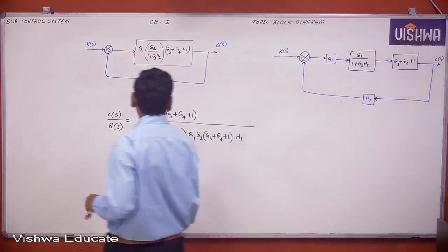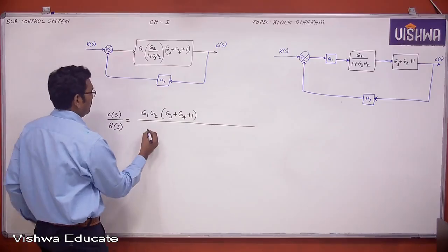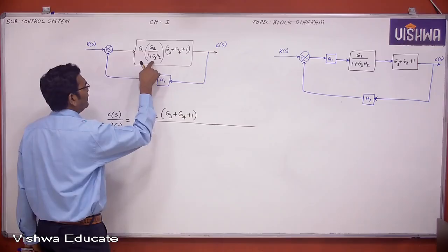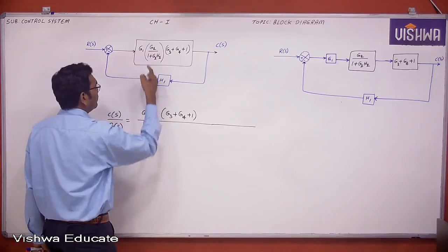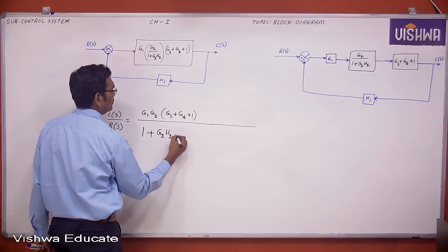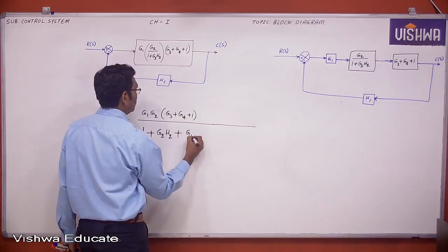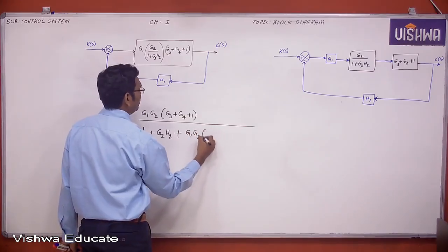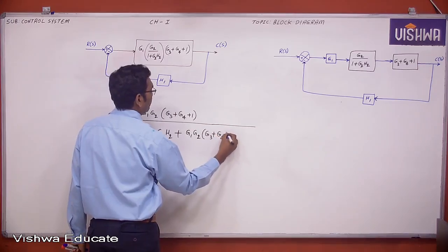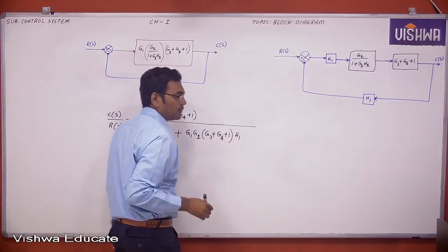This one, sir. This is negative feedback, 1 plus. First you write the denominator here, G2 H2, plus then the numerator, all the numerator, G1 G2 into G3 plus G4 plus 1 into H1. This is the value directly.